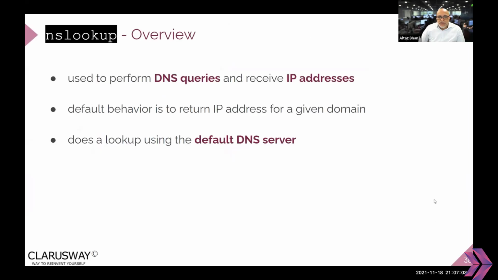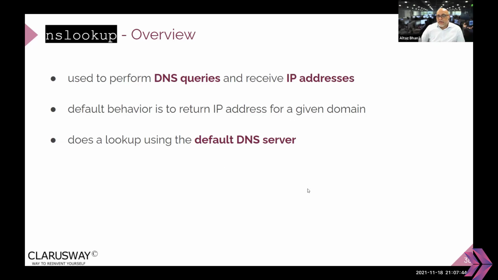One of the commands that you can use is called nslookup. nslookup is used to perform DNS queries. When you do nslookup, you get the IP address of the domain that you're looking up. And nslookup is using the default DNS server. Like I said, there are lots of different DNS servers that you could be using. There are so many out there for replication and high availability, so if one goes down, you have another one.